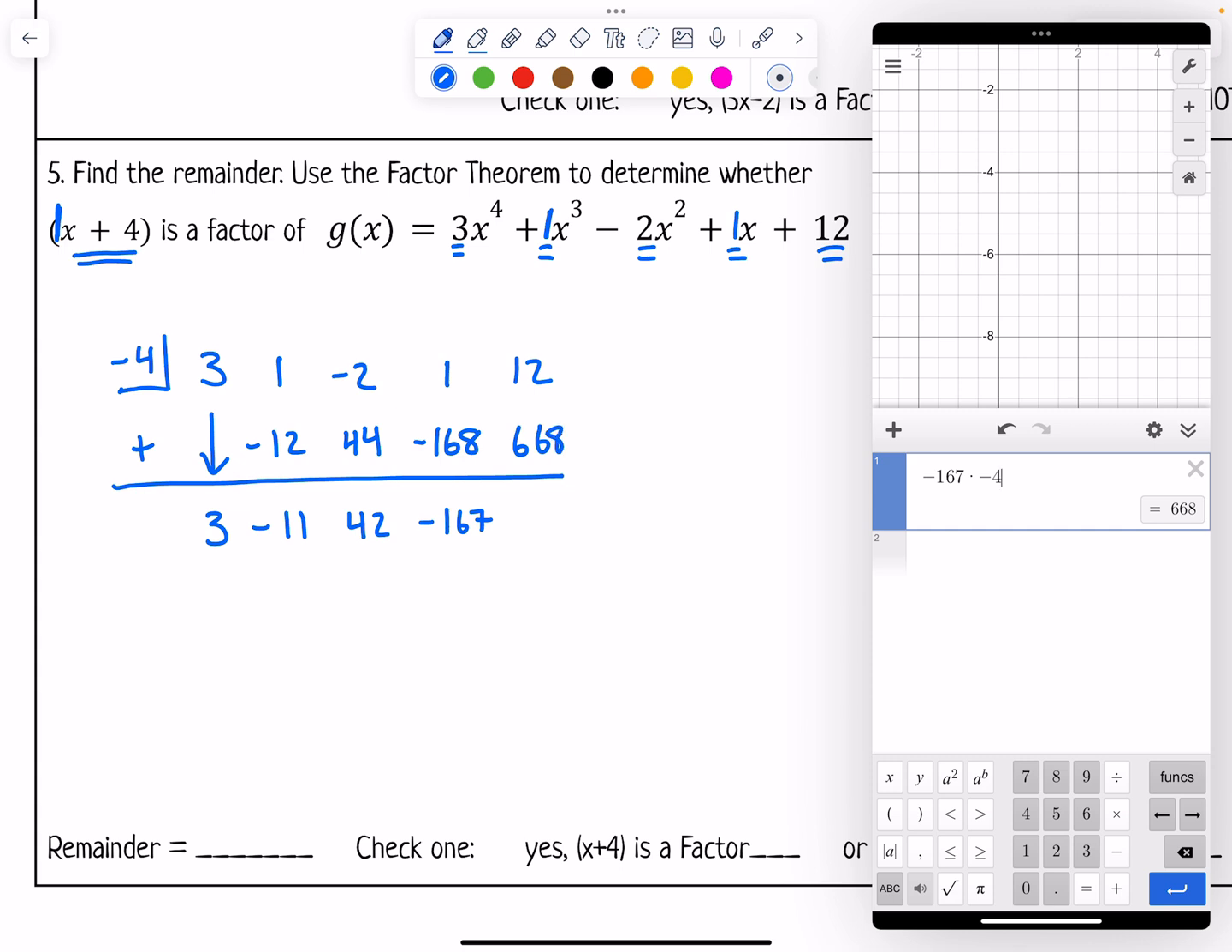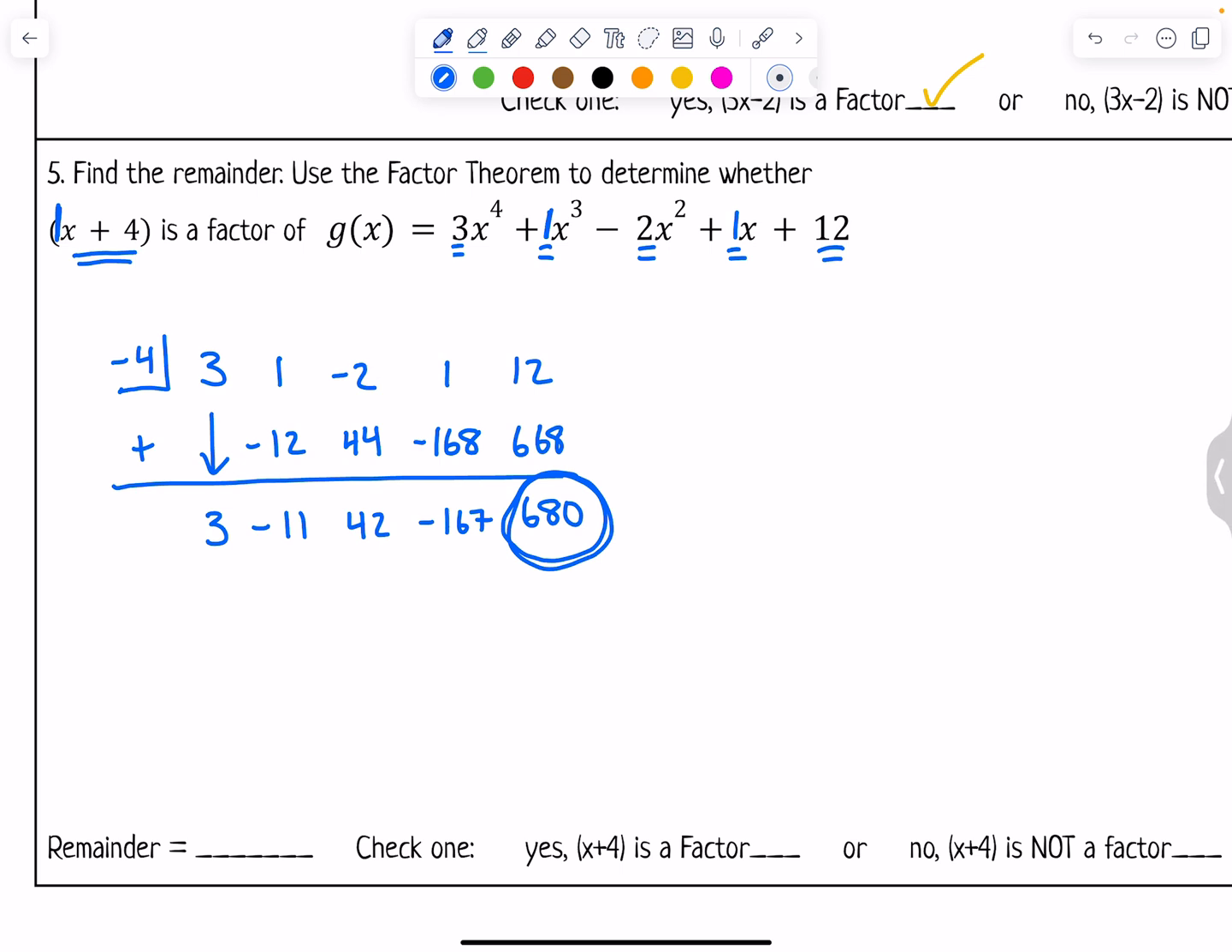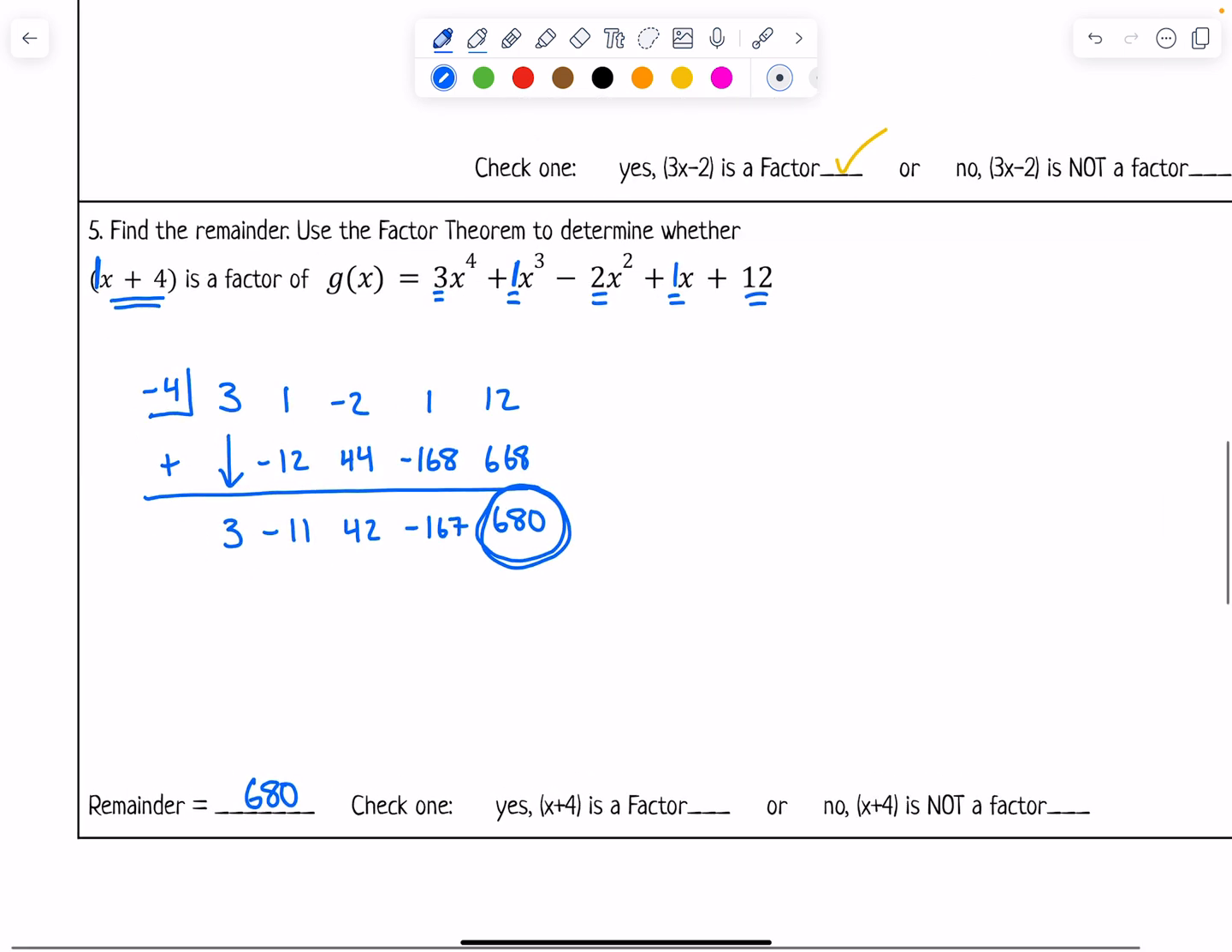And then I need to add those together. So 668 plus 12 would be 680. And so that is the remainder. So that's part of this question. What is the remainder? It would be 680. Then we would say no, x plus 4 is not a factor of the polynomial because it ended up with a remainder. So the other way we could do this problem is synthetic substitution.